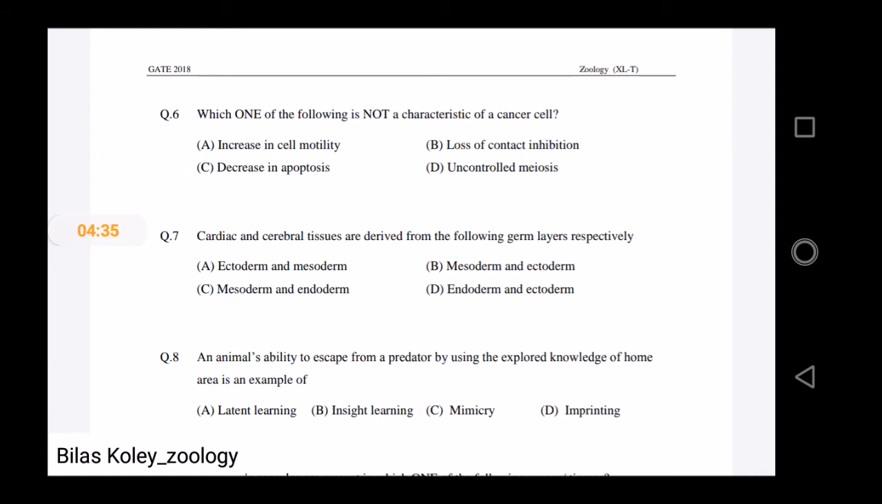Now we will discuss question number 6. Which one of the following is not a characteristic of a cancer cell? The options are increase in cell motility, loss of contact inhibition, decrease in apoptosis, and uncontrolled meiosis. In this question, the correct option is option D.